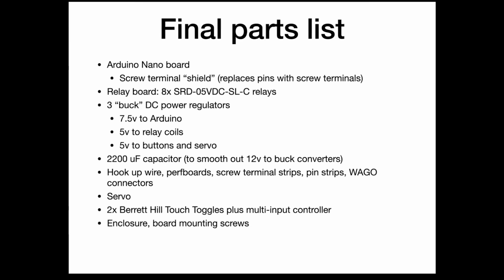And that way, again, if I screwed something up or if I didn't get it right, I could just unscrew the wire and reconnect it. I used a servo, like I said, they're nice and cheap. The Barrett Hill touch toggles with what they call the multi-input controller. This basically takes an input from each of 2 or 3 buttons and makes it look to the controller like it's a single push. So that saved me some work. And then I got a nice big box, and the box itself was driven by the size of that relay board.